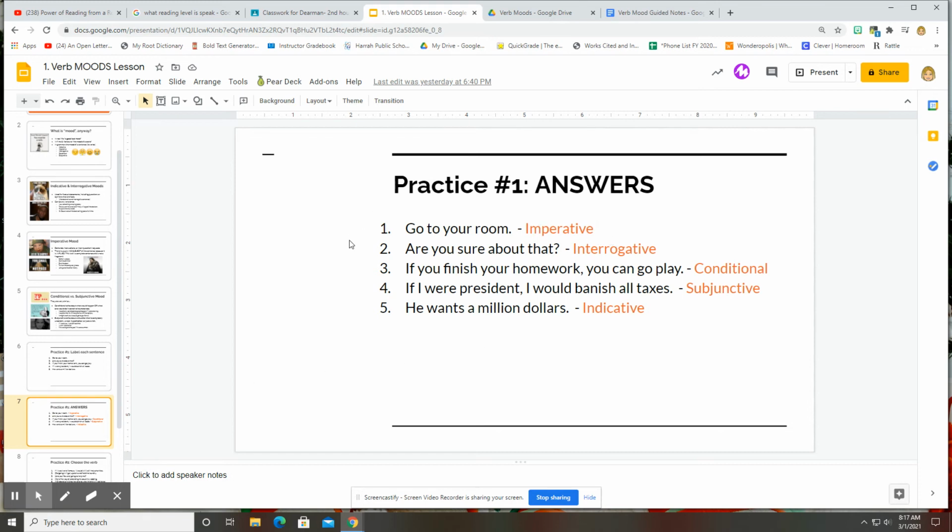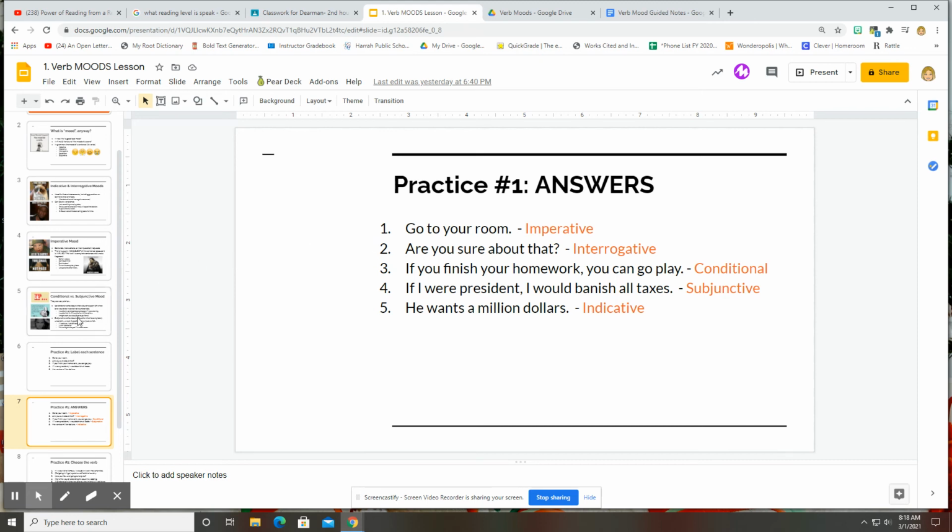It's imperative that you go to your room. It's a command. Interrogative is a question. You're asking a question. Number 3 is conditional because if you do something, then you can do that. It's based off of a condition. Number 4 is subjunctive. We see that were. Most of us are not going to be president. It's a wish. We wish we didn't have to pay taxes. And then he wants $1,000,000 is indicative.